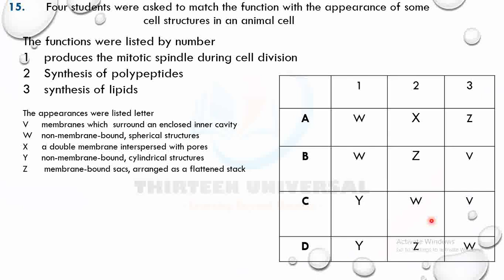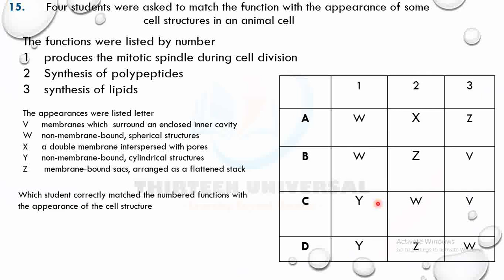So you see, both ribosome and centriole are non-membrane bound. It's just that ribosome has a spherical structure, while the centriole has a cylindrical one. All right. So of course, the last one says synthesis of lipids, which is smooth endoplasmic reticulum. V is the answer. So if you check the options, you see that the answer is there looking at us.